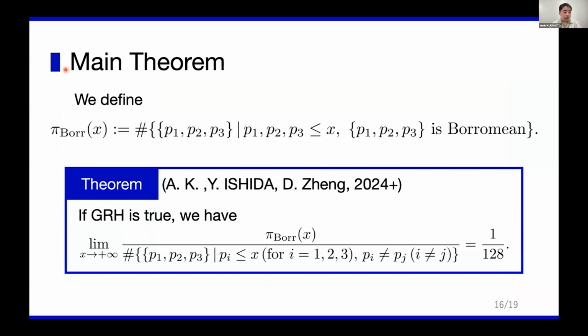Now, I talk about our main theorem. This theorem shows that the density of Borromean primes among all the triples of primes is 1 over 128. You may think this main theorem is derived from only classical density theorems, but for the proof, it is necessary to do an elaborate analysis of the error term of Chebotarev's density theorem.